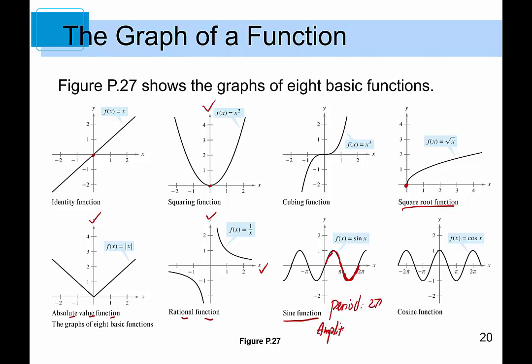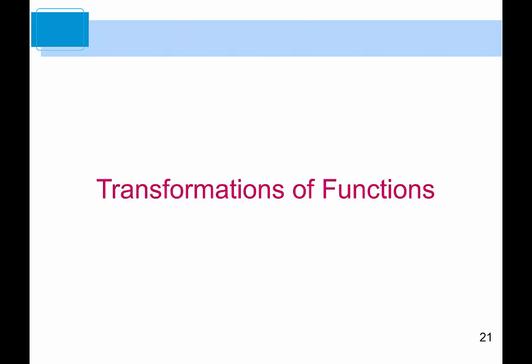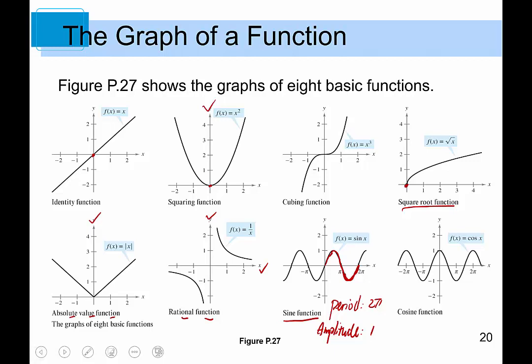Amplitude is 1. And the last one is the cosine function.